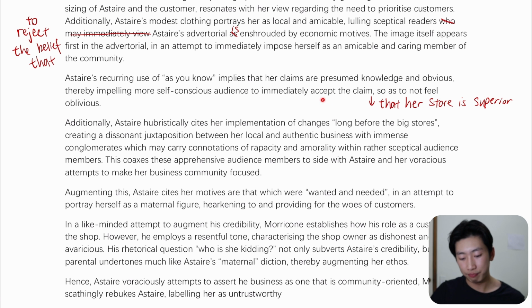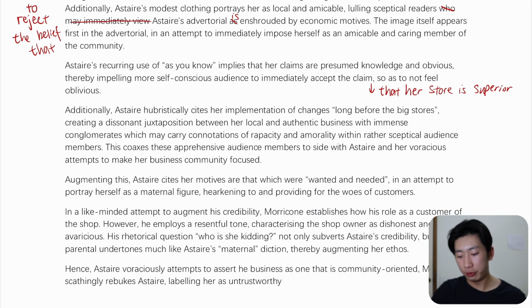So great here. Augmenting this, Astaire cites her motives, which were wanted and needed, in an attempt to portray herself as a maternal figure. So this is very good because it shows how you're unpacking the actual words here and the underlying message behind the phrase wanted and needed. So great for identifying that this is typical of a maternal figure as something that kind of comforts and takes care of their customers. So very good.